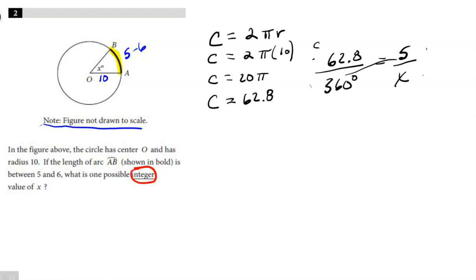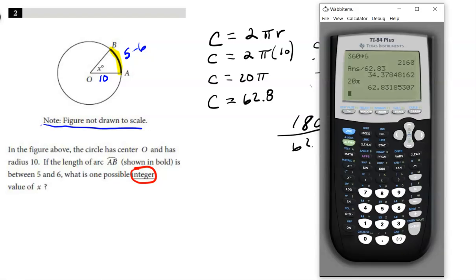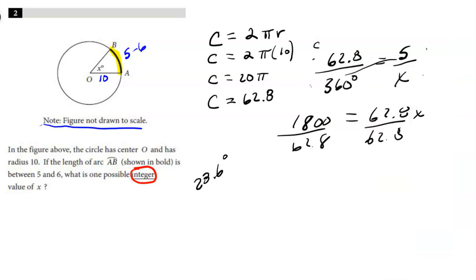5 times 360 is what? 1500 plus another 300, so 1800 equals 62.8x. So divide both sides by 62.8. Let's see what that shakes out to be. 1800 divided by 62.8 is 28.6 degrees. So that's if it was 5.